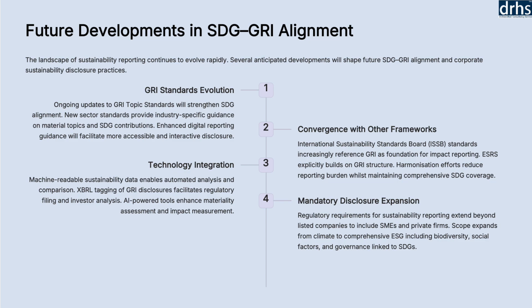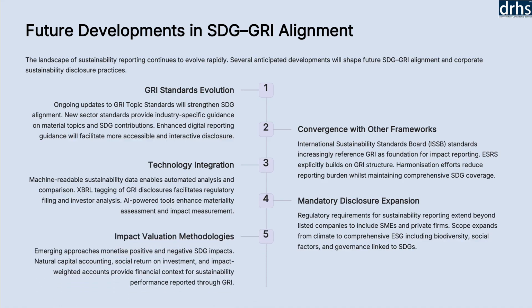Finally, future SDG-GRI alignment will place greater emphasis on impact measurement and outcomes. Organizations will be expected to report not only positive contributions but also negative impacts and trade-offs, supported by clear theories of change and credible metrics. This shift will enhance transparency, reduce SDG washing, and reinforce accountability.